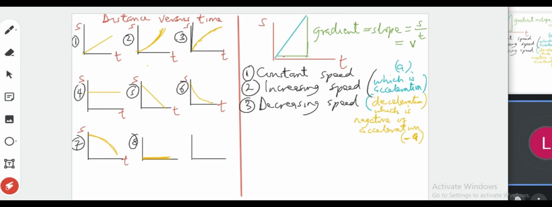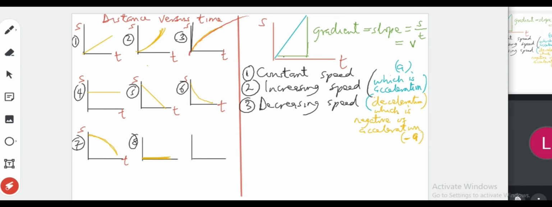First of all, tell me again, number 1 represents what? Constant speed, because the line is straight, it has a constant slope, and the slope is speed. Number 2 is what? Increasing speed, because it's getting steeper. So the slope is getting bigger, and the slope is speed, so that means increasing speed. Number 3: decreasing speed. Why? Because the slope is getting smaller.